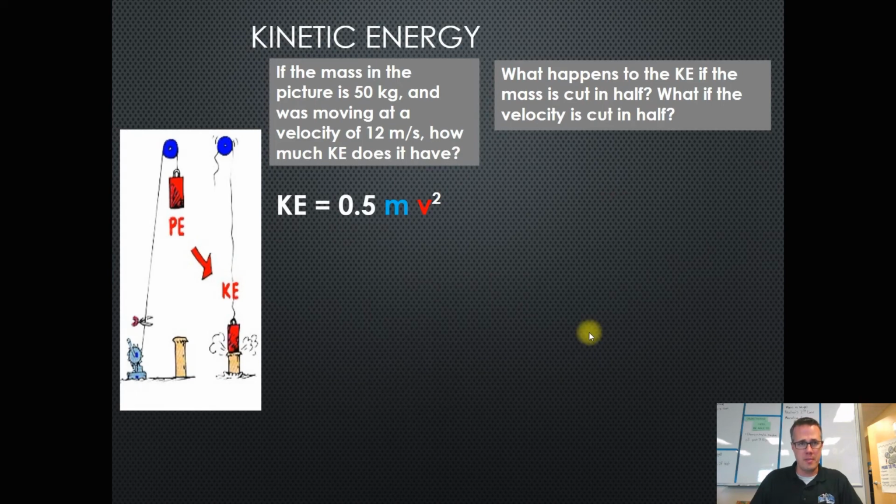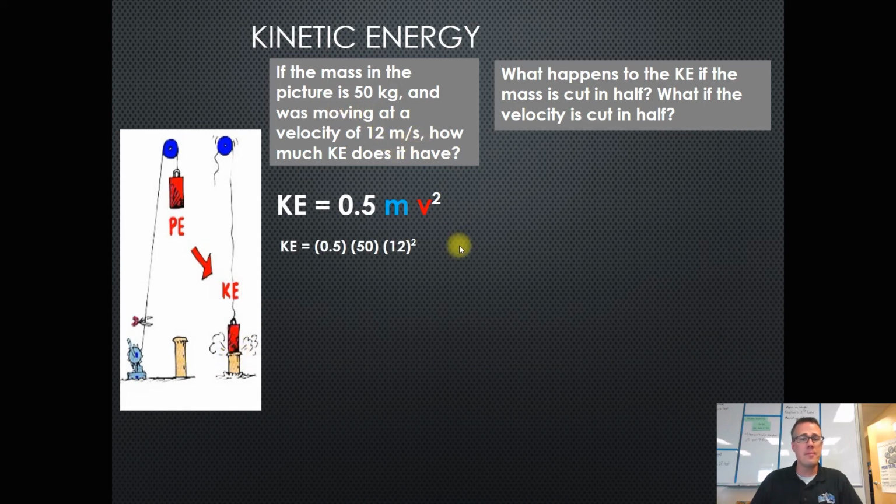Let's talk about some examples. So let's say that we want to do the whole halving, cutting in half, doubling, multiplying by 3, quadrupling, that whole thing again. Well, the rules are not the same here as they were for potential. Let's make sure we understand. So for kinetic energy, let's say that the mass in the picture is still 50, and this time when we cut the string right before it hit the stump, it was moving 12 meters per second.